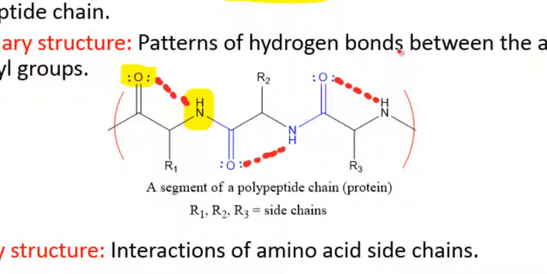Now at the tertiary level, the entire protein, the long polypeptide chain, starts to fold into a three-dimensional shape, and that's caused by the side chains. As you can see here, R1, R2, R3, those would be the side chains in that polypeptide chain. So they can interact, resulting in what we call the tertiary level of structural organization.